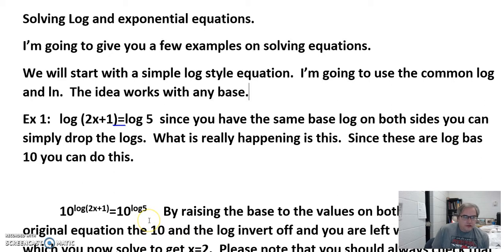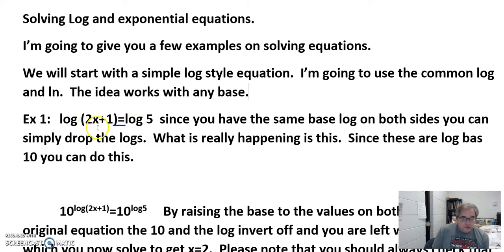Okay, so this is going to be talking about solving logarithmic and exponential equations. In reality, I'm only going to solve, I think, one example of a logarithmic here, and that's going to look something like this. You have log of 2x plus 1 equals log of 5. They're both base 10, and that's important. They do have to have the same base on both sides.